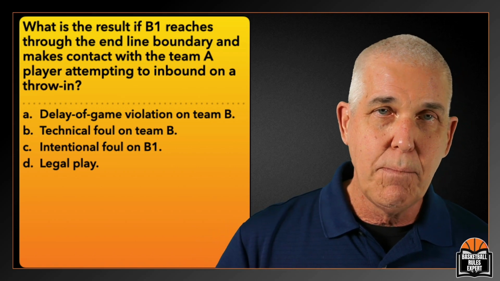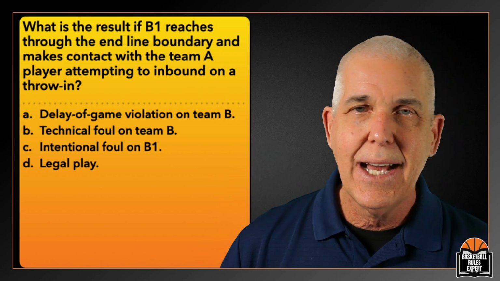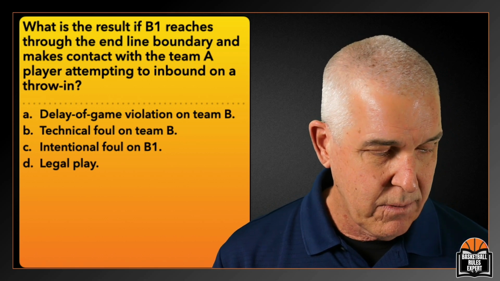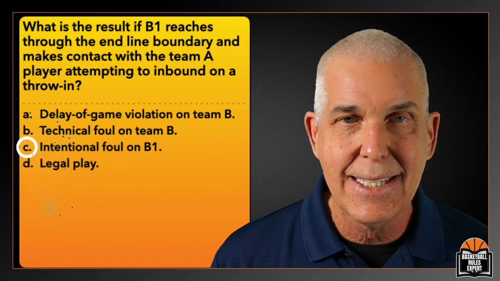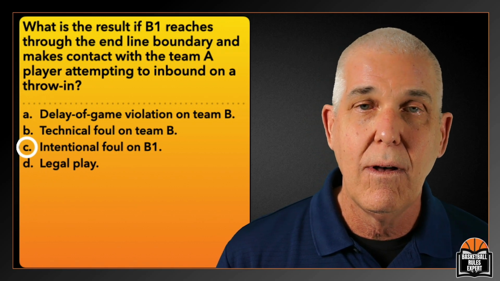Player reaches through the boundary plane, contacts the thrower attempting to make the throw-in, right? It's a simple scenario, one we've covered extensively in our throw-in series. I'll put a link above to that if you have any questions about rules regarding throw-ins. So we have a situation where a player violates the throw-in plane and contacts the thrower. The penalty for contacting the thrower during a throw-in is an intentional foul. Our correct answer on this play is C, intentional foul on B1.